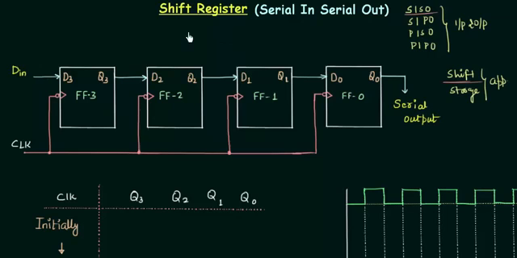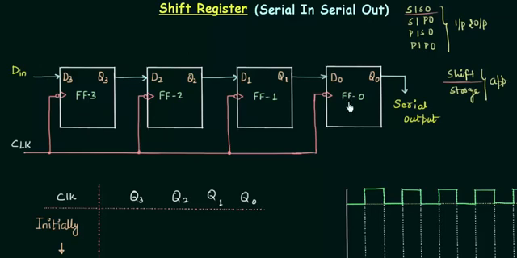What it is: it is a sequential circuit that is used for data storage, data transfer, and certain arithmetic and logic operations. First, I will explain the working of the shift register, then we will plot the waveform, and finally I will explain the use of shift register in real life. So let's start with this circuit.